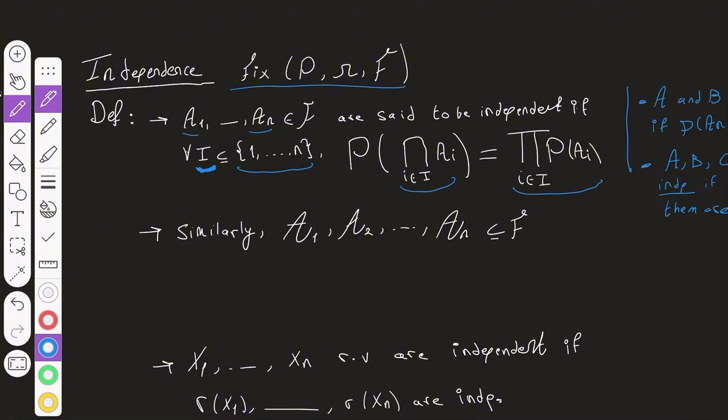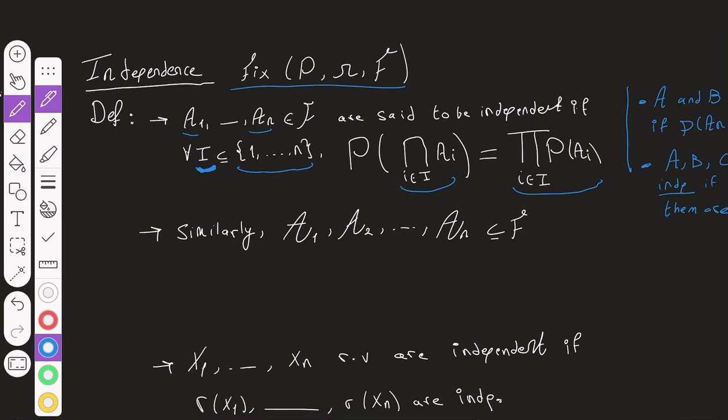You might wonder, how is this different from pairwise independence? Well, pairwise independence only requires that the probability of the intersection of two of them is the product of the probabilities. But over here, we're requiring that the probability of the intersection of any combination of these be the product of the corresponding probabilities. So this is the notion of independence for sets.